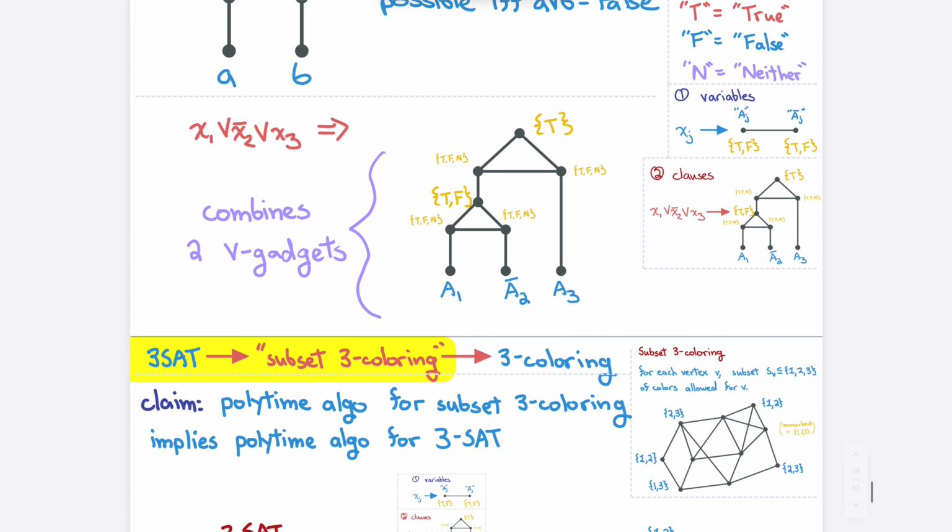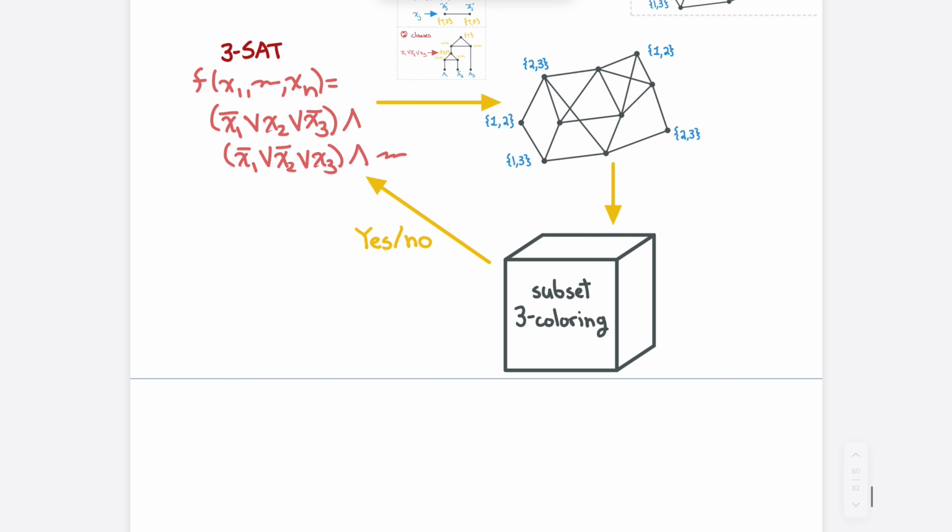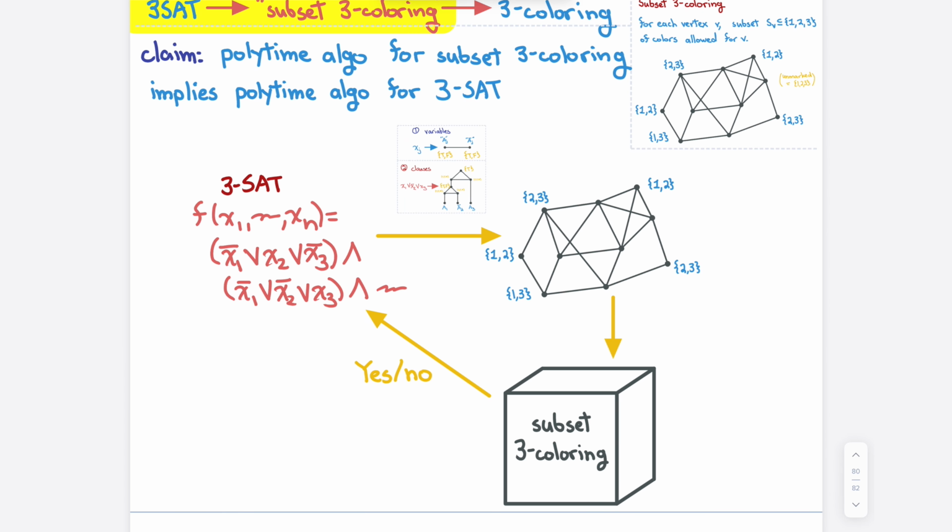Okay, I'm over time. So you put that all together, and 3-SAT can be solved by subset coloring. You already showed that subset coloring can be solved by coloring, and now SAT can be solved by coloring.